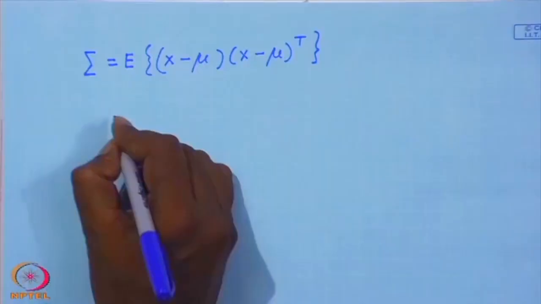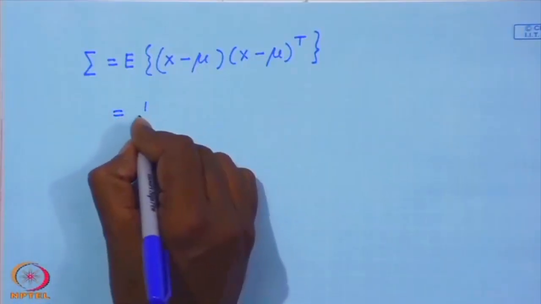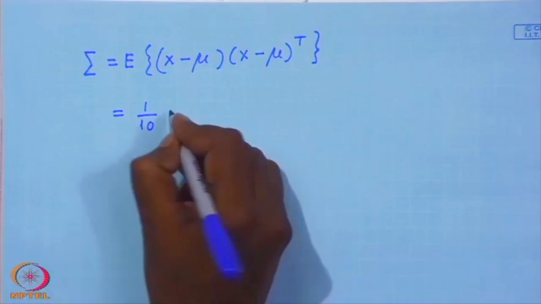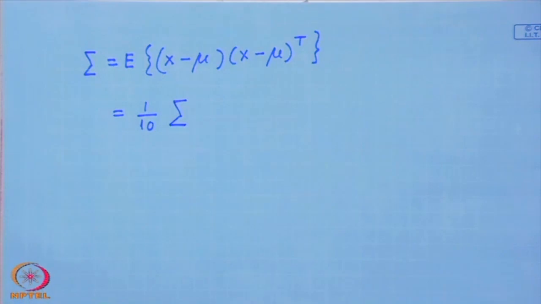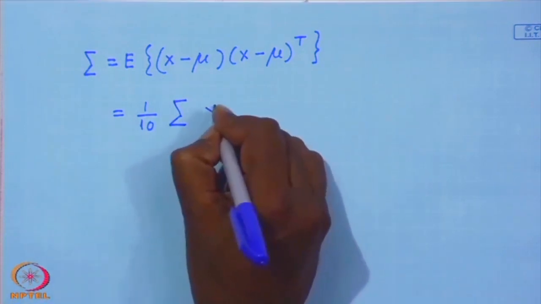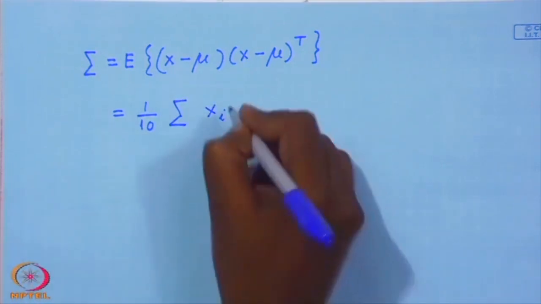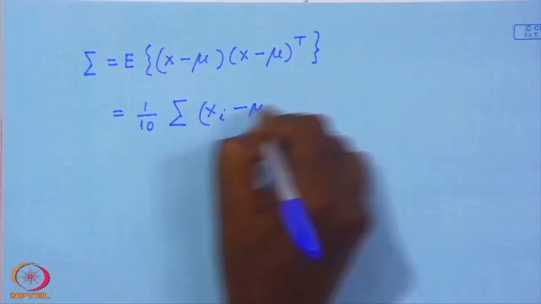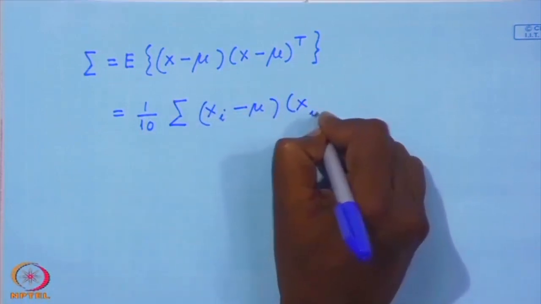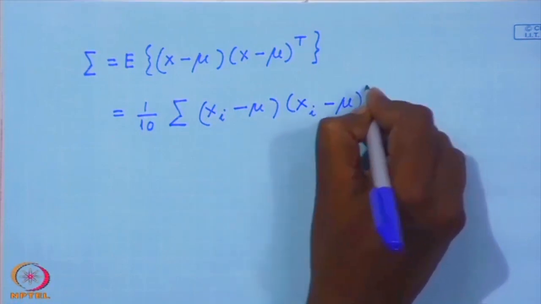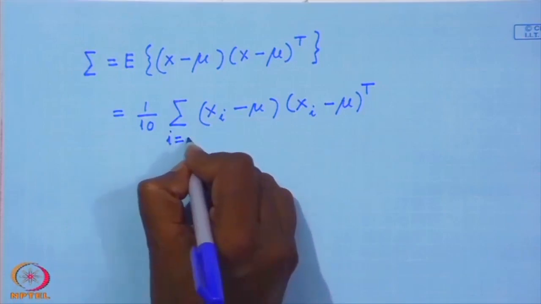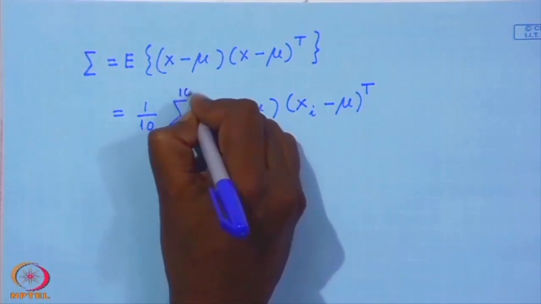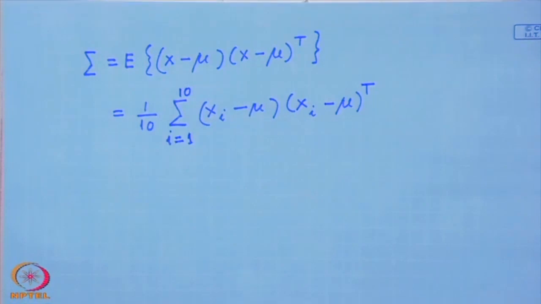So, this expression will simply be 1 upon 10 into summation. Here I use this symbol for the summation operation. (x_i - mu) is the ith vector minus mu, into (x_i - mu) transpose, where the summation has to be taken over i equal to 1 to 10, as I have 10 different feature vectors, and accordingly I have 10 different matrices.